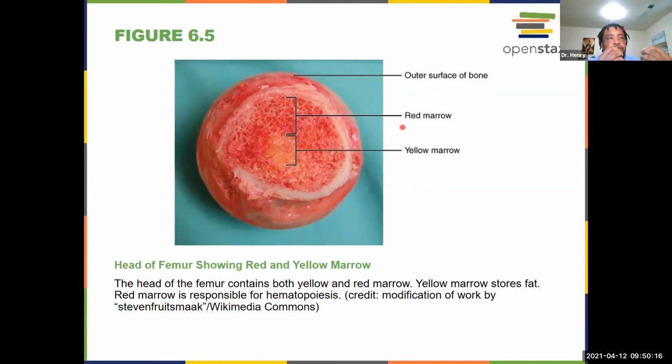Now, part of that is it has that fat storage in the center. The other part of it is hemopoiesis. Hemopoiesis is basically the formation of your blood cells, right? So bone marrow is essential for that lineage of blood cells that are going to be generated. Okay, does that make sense?